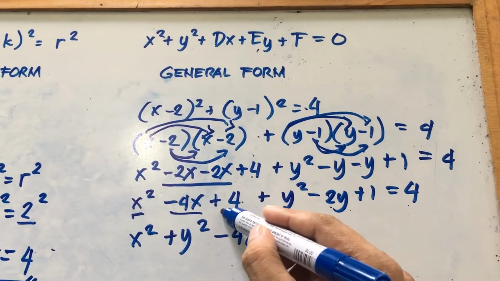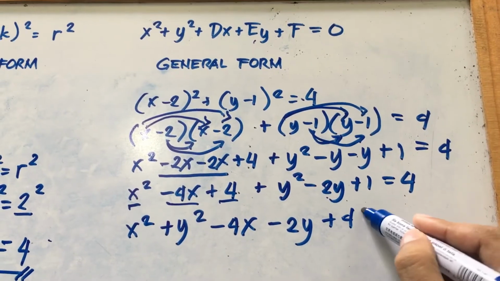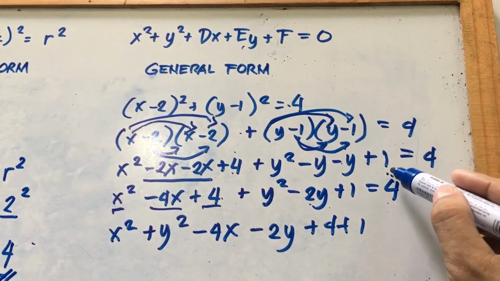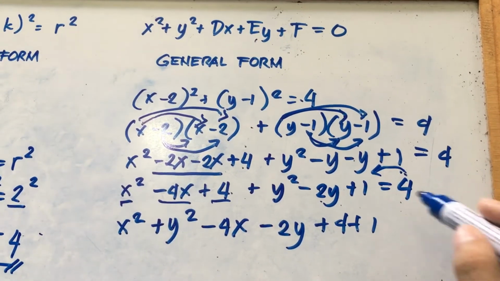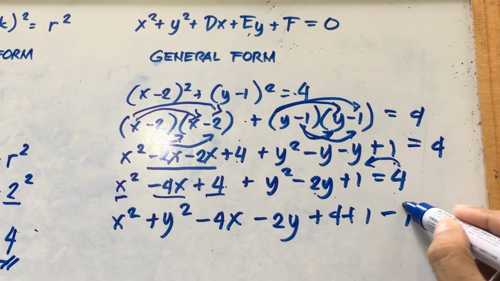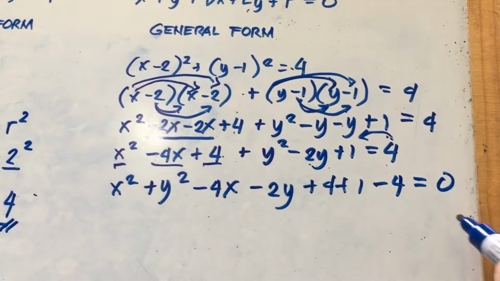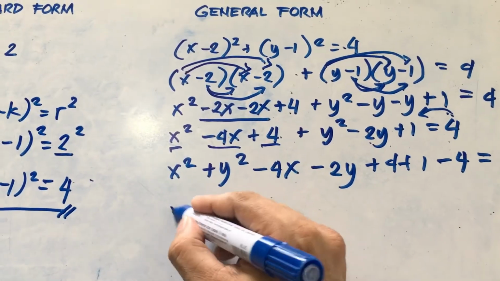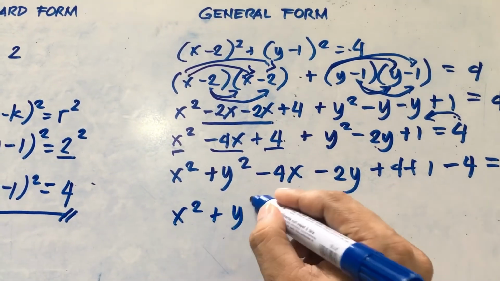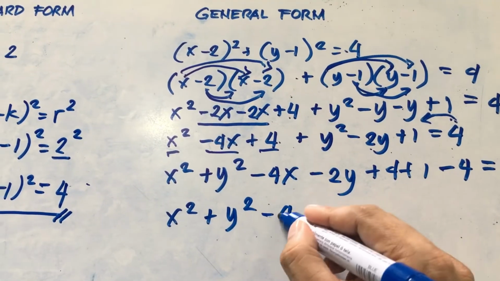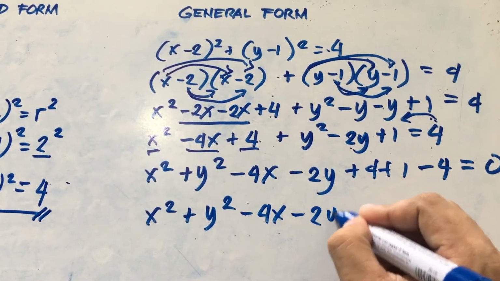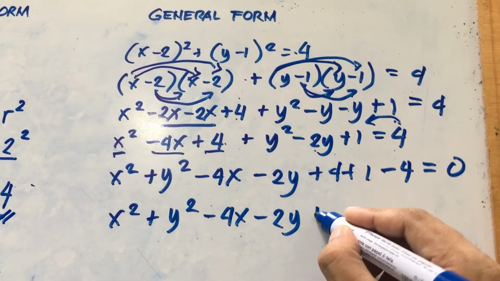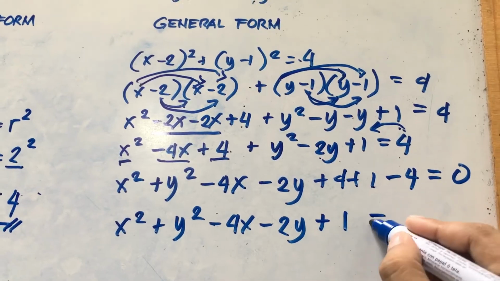What are the constant numbers? We have 4 plus 1. Then the 4 here, the value of your radius, transpose it to the left side. So the positive 4 becomes negative 4 equals 0. Okay? So it's the same now, no? Equals 0 na. So simplify everything, you get x squared plus y squared minus 4x minus 2y. So 4 plus 1, 5. 5 minus 4, that is equal to positive 1 equals 0.